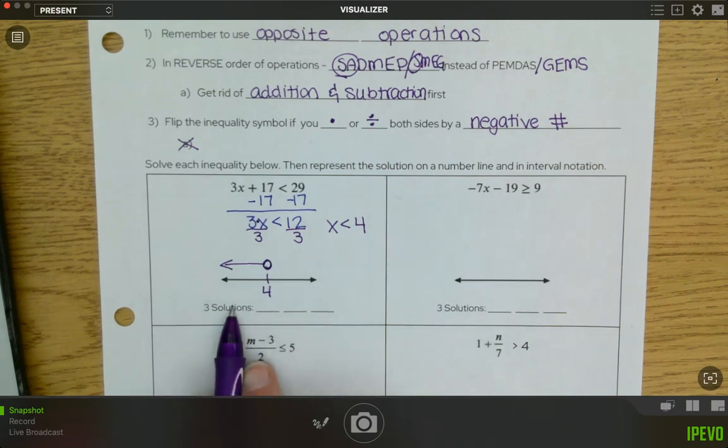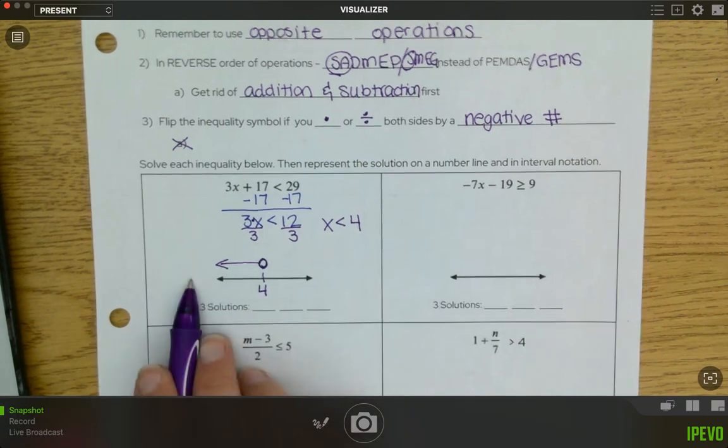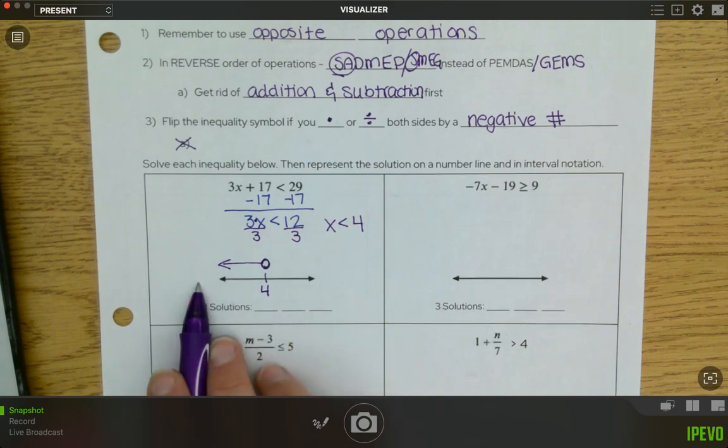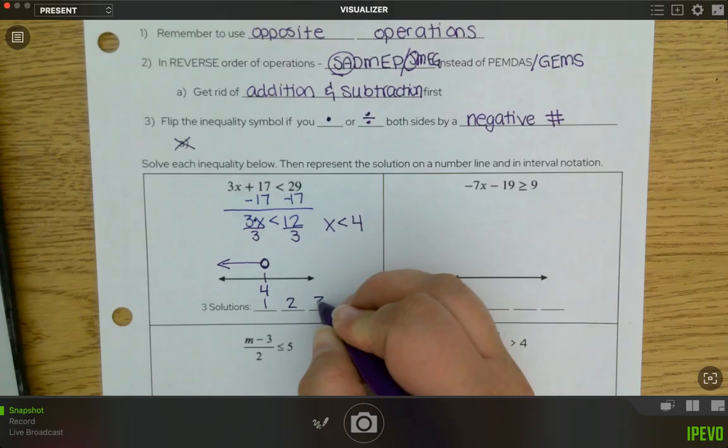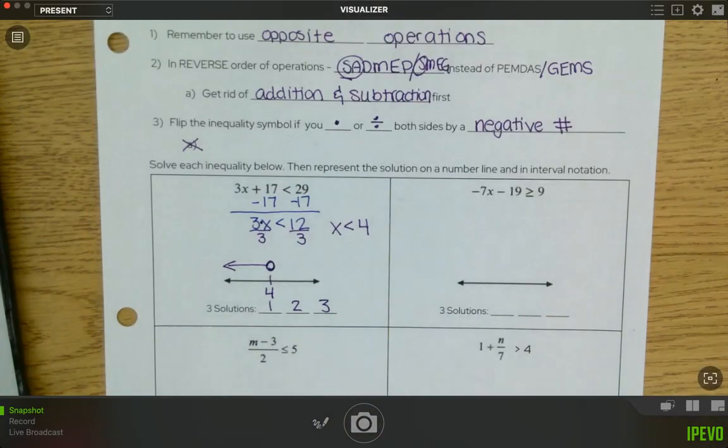And then it wants 3 solutions. So I need you to give me 3 numbers that are less than 4. Like 1, 2, and 3. It can be anything you want that's less than 4 though. So you could do like -5, -8, -12, anything. Go crazy.